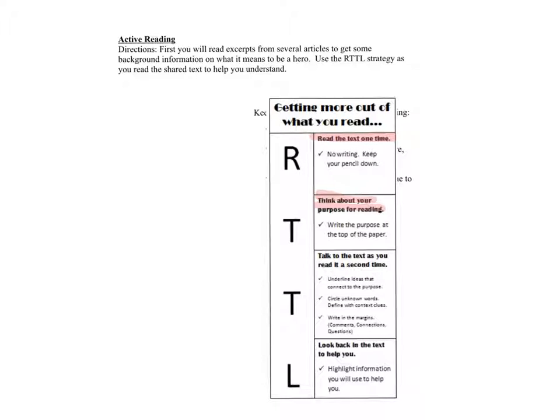Then we're going to talk to the text. Remember, when you talk to the text, when you read it for the second time, you're going to underline ideas that connect to the purpose. You're going to circle unknown words. Try to define them with context clues. You can write in the margins, questions, connections, comments. And then finally, for the L, you're going to look back in the text to help you. And for us, this L is going to come later when we really determine what the definition of a hero is. Back to the very first page to talk about the R, T, T, and L.